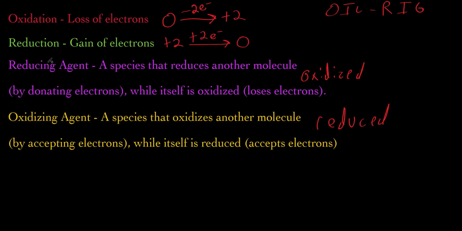The reason why it's the opposite is they're using the word agent, and it's the thing that's doing it. So if you look at the next definition, an oxidizing agent is a species that oxidizes another molecule while itself is reduced. It is going to pull electrons off of another atom or another molecule, and by gaining electrons, it is therefore reduced. So the oxidizing agent is the atom or molecule that was reduced, and the reducing agent is the one that was oxidized. So let's do an example to make things more clear.